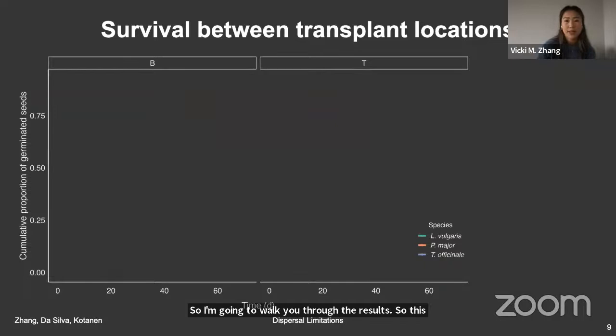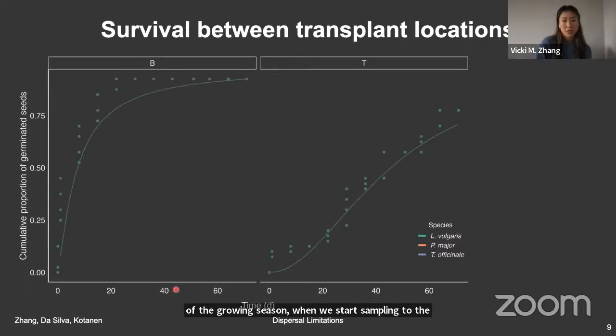This might be a little messy at the end, so I'll start with explaining one species here. Along the y-axis, I have the cumulative proportion of germinated plants. And along the x-axis, I have time, starting from June 6th all the way to the end of the growing season in mid-August. Essentially, these graphs will look like curves. These are survival curves from the beginning of the growing season when we started sampling to the end of the growing season. So I'm just going to put up one species here.